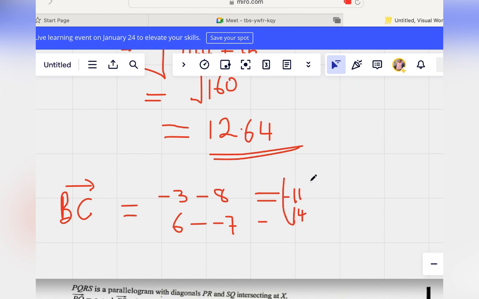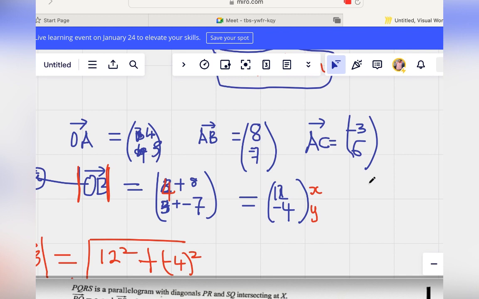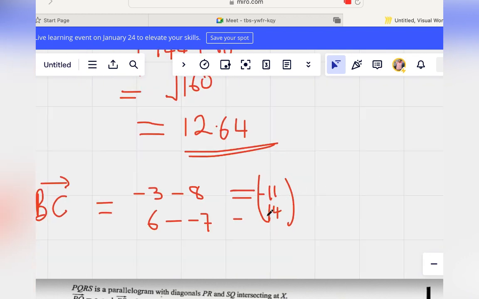Wait, let me see the question again. Okay, not 40, it's 13. This will be 13. 6 minus 7 will become 13. Okay? 6 and 7 is 30 if you add them together. So this is the vector only. You are not looking for magnitude. -11 over 13. So this is the vector BC. This is what you need to do.